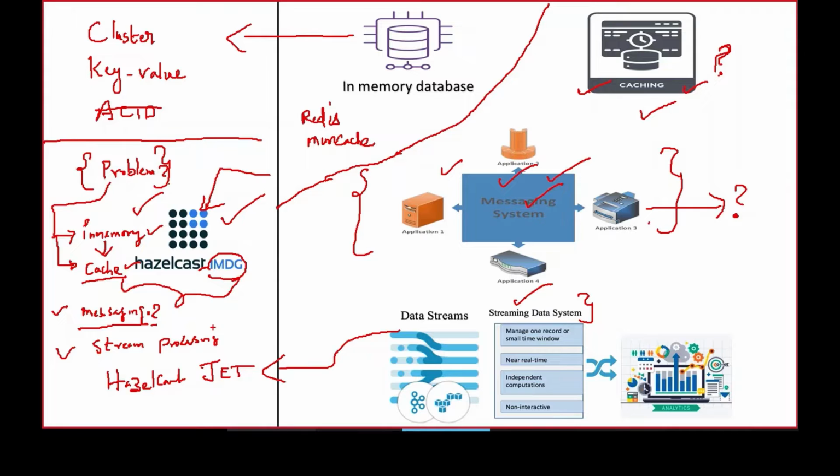And similarly, messaging. Messaging is, as the picture itself is depicting, where an application might want to communicate with another application. Maybe they have been written in different technologies. We need a centralized point where I can publish some information and others can subscribe to it and get notified. That idea is nothing but a messaging system. We'll talk deep about it.